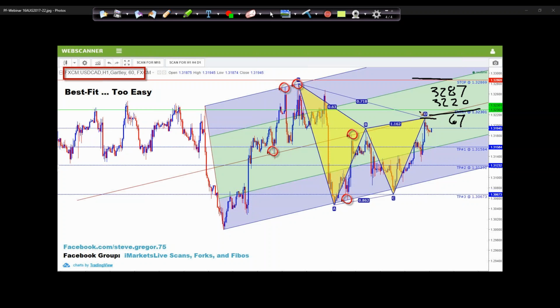$67 pips. I have a 10 pip stop loss. Guess what? Regardless of how far this goes, I'm making 7 times the profit. Woo woo.